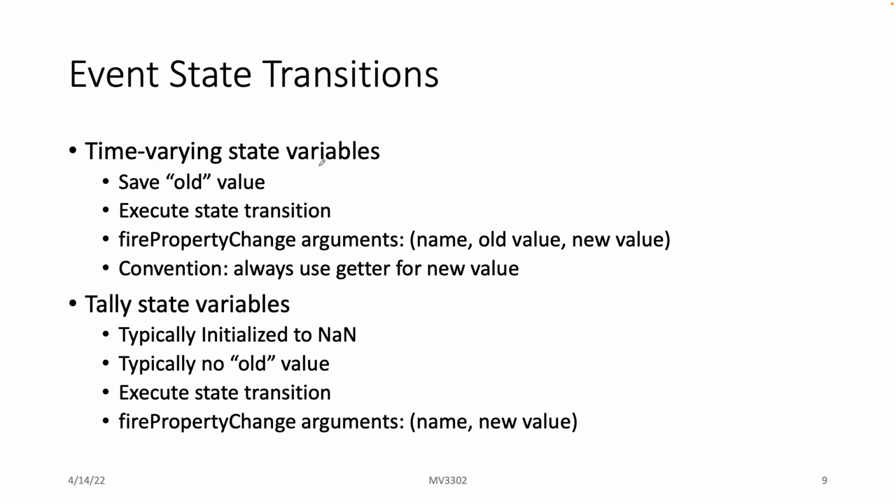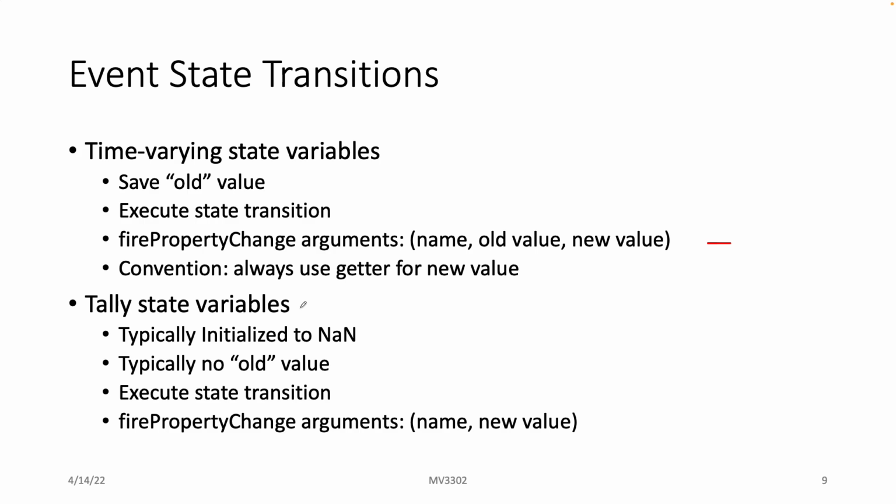The state transitions for time varying state variables is we typically save the old value, we execute the state transition, then we fire the property change. The convention is to always use the getter. It just tends to work out a little bit better that way. For situations where we have containers, then it's actually a little more necessary.